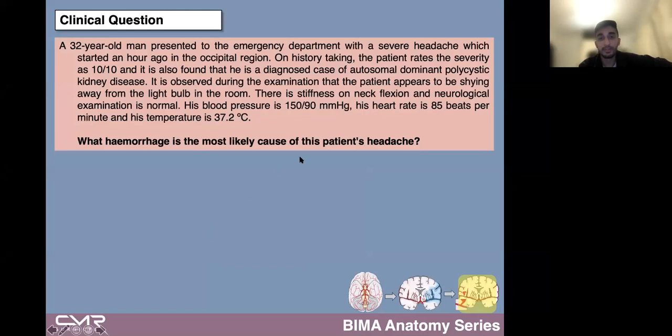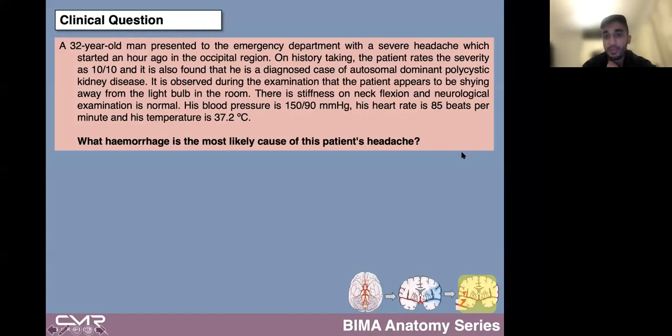Okay, now just to summarize what we've been learning in terms of hemorrhages, we have a question. A 32-year-old man presented to the ED with severe headache, which started an hour ago in the occipital region. On history taking, the patient rates the severity as 10 out of 10, and has also been diagnosed with autosomal dominant polycystic kidney disease. It's observed during the examination that the patient appears to be shying away from the light bulb in the room. There is stiffness on neck flexion, and the neurological examination is normal. He's got a high blood pressure, so he's slightly hypertensive. His heart rate is within normal range, and his temperature is 37.2 degrees.